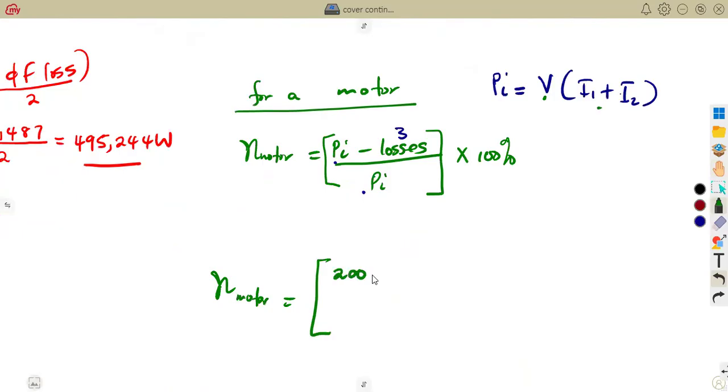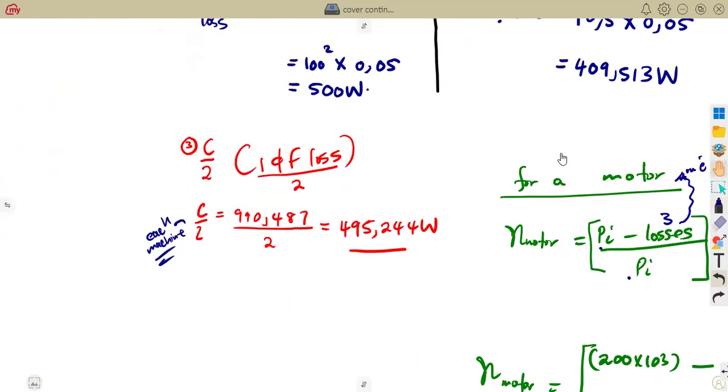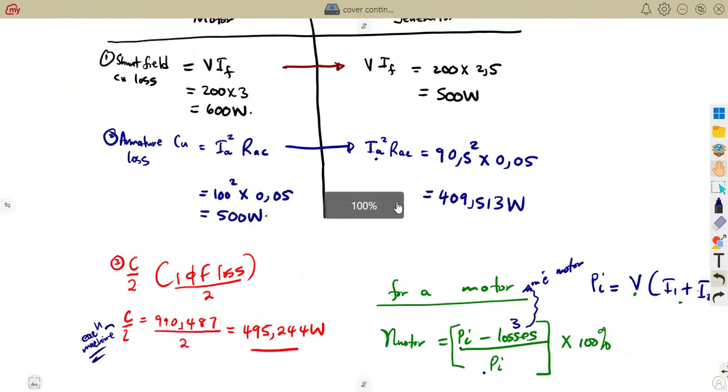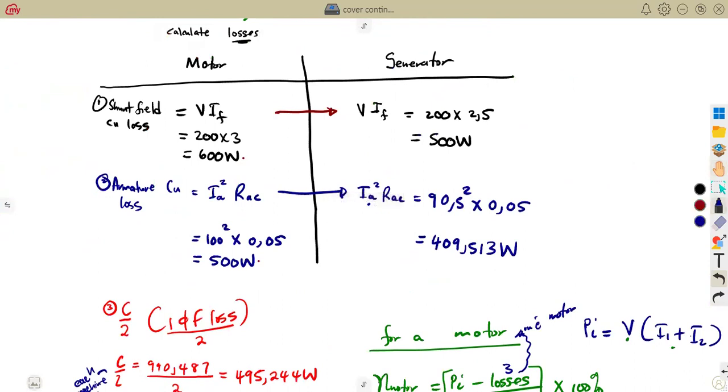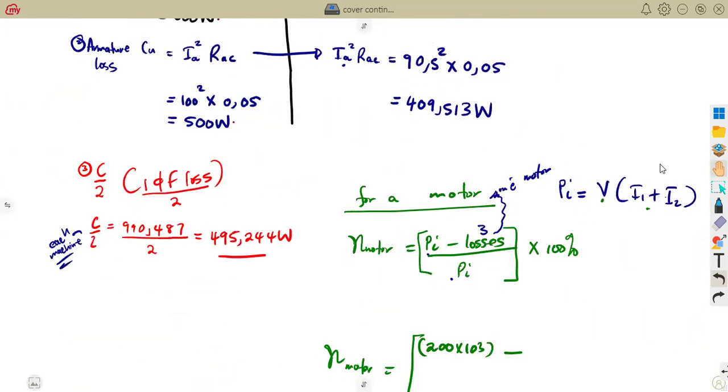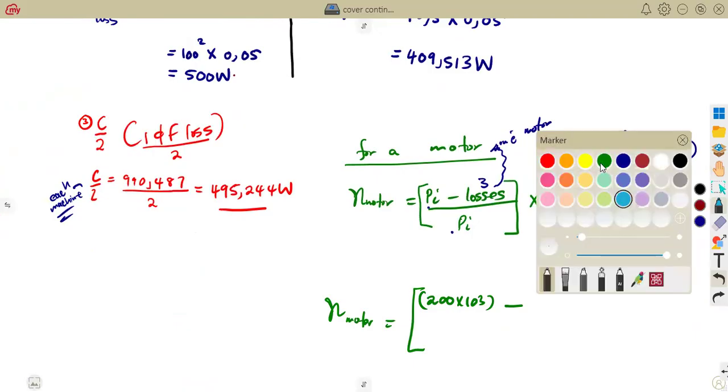So you've got your input, 200 by 103, minus the three losses that you calculated. But these three losses, they are on the motor. You are no longer taking all of them, including the ones for the generator, because there are also losses that we have for the generator. No, you work with those ones for the motor. So let us take our three losses, only considering the motor.